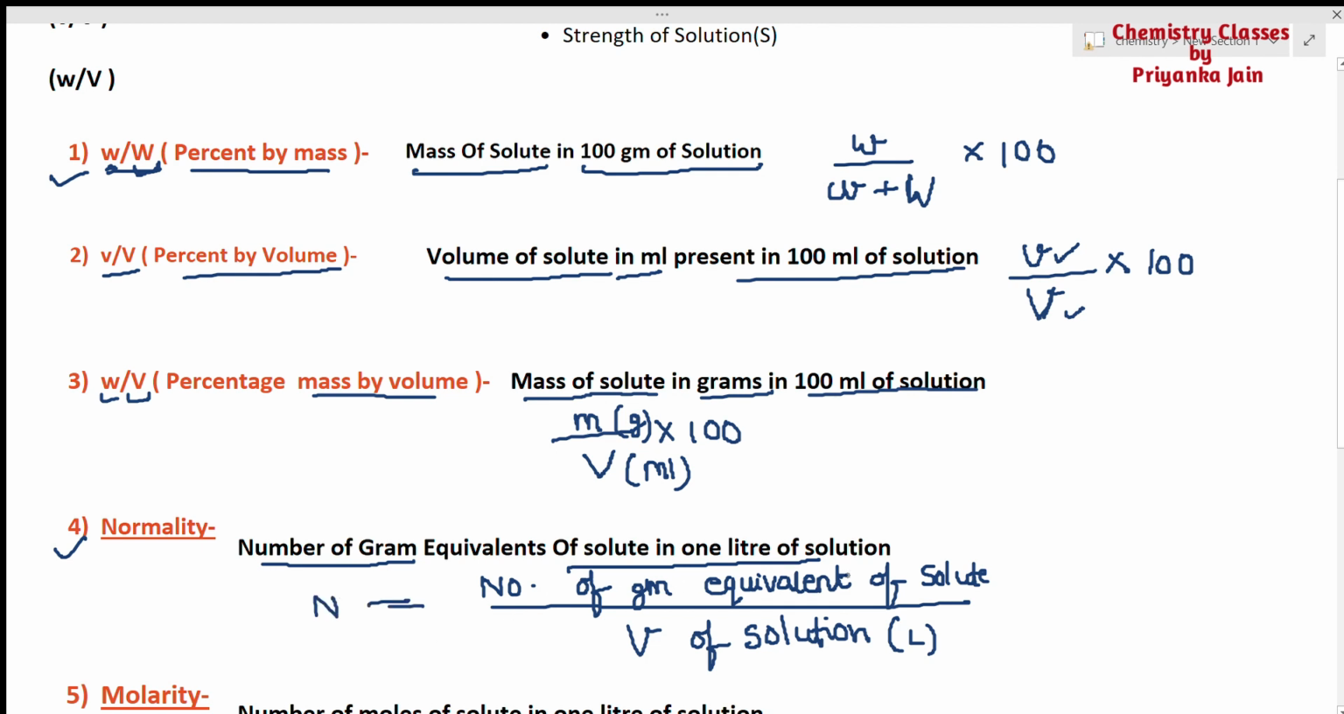If the gram equivalents are not given and you don't know this, then you can take the mass of the solute, divide it by the equivalent mass, and multiply it with the volume of the solution.